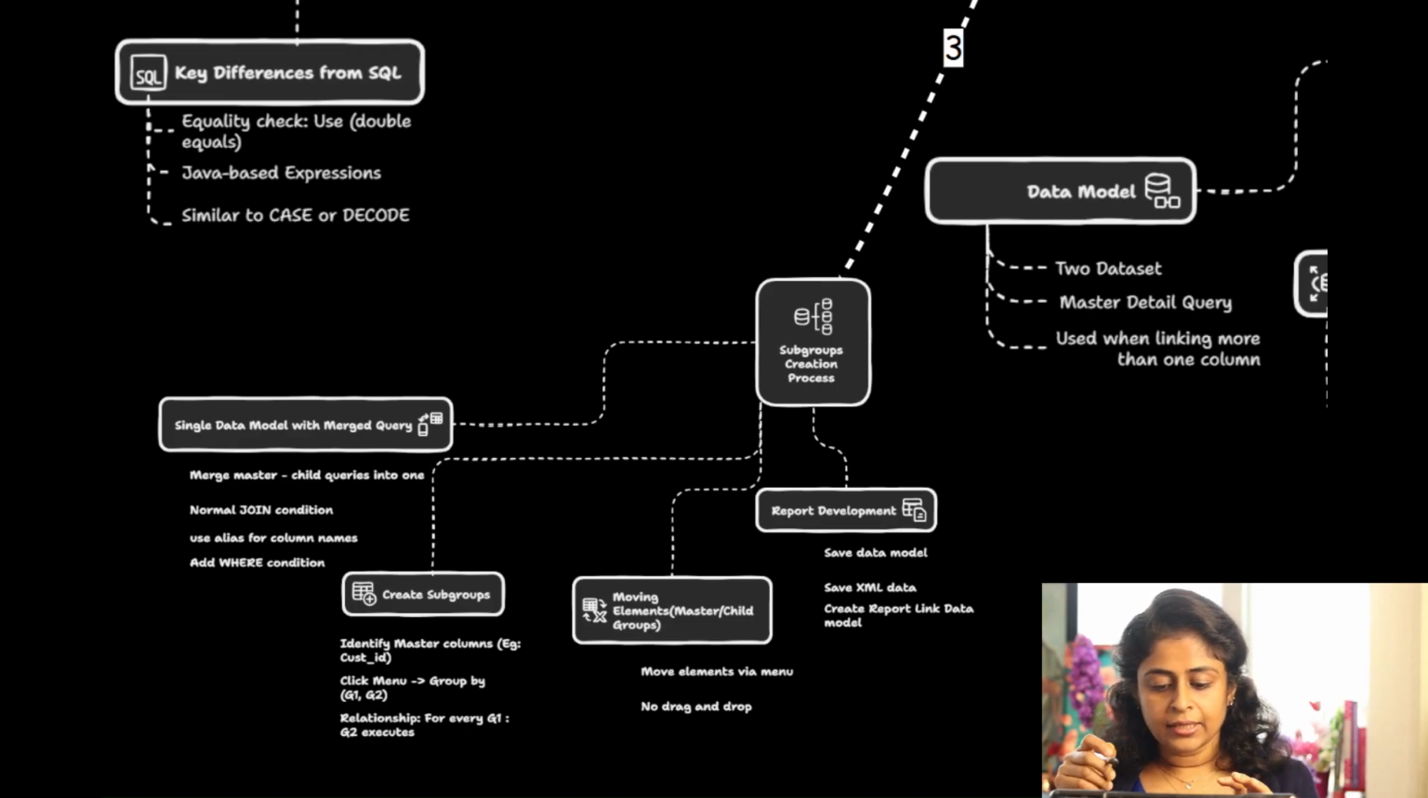Subgroup method. This is a single query approach. Combine the master and the child data using standard SQL joins, then structure the data into master and detail groups within the data model itself. Use the group by option and the move to parent group functionality to organize your hierarchical structure. The result is one SQL, nested XML, and this gives you perfect RTF loops.